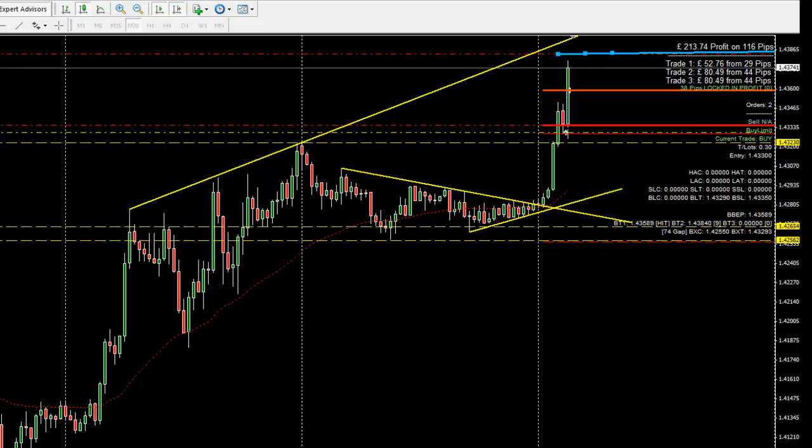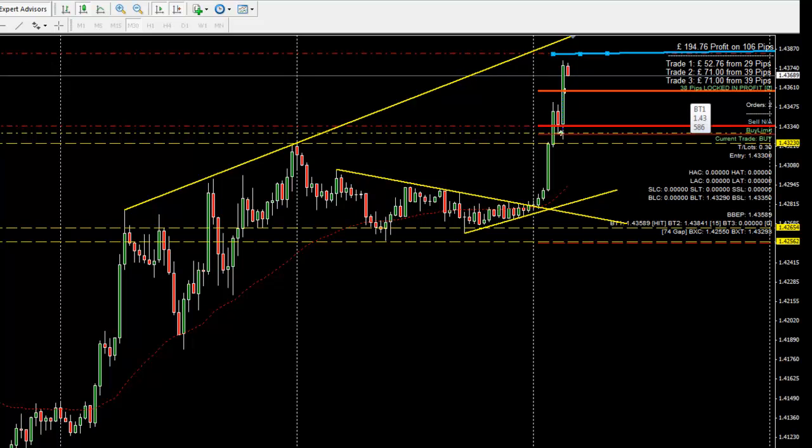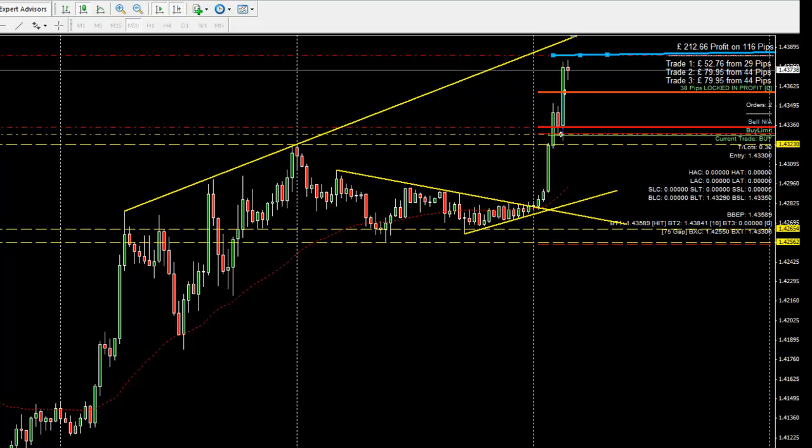So we are just under our second target line, and I'm hoping that it actually reaches it before it bounces back. Okay, we're getting a harami pattern here, which could indicate some sideways movement. We've had this before, so there's always a possibility that this particular trade may be running out of steam.